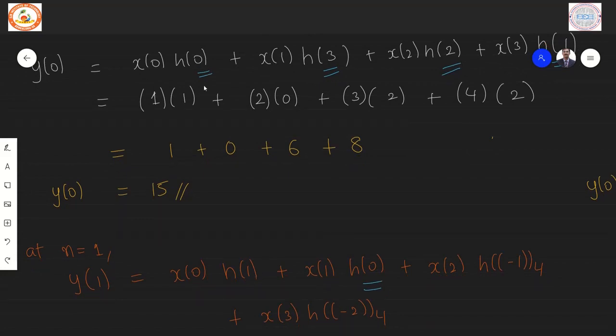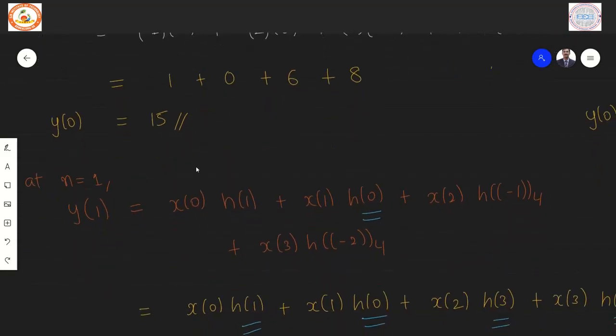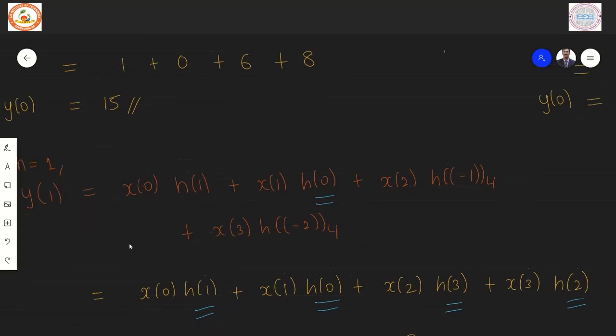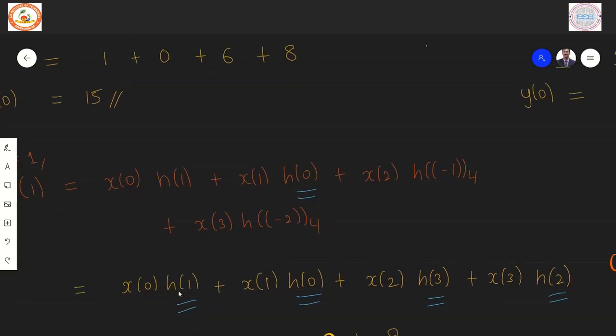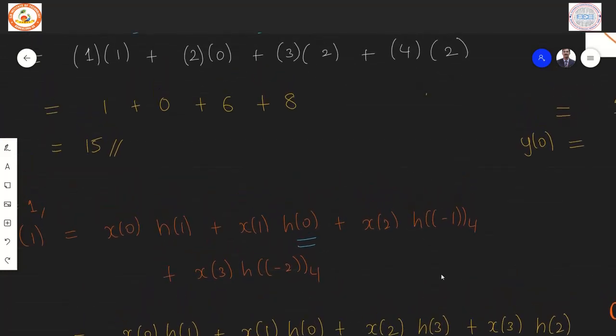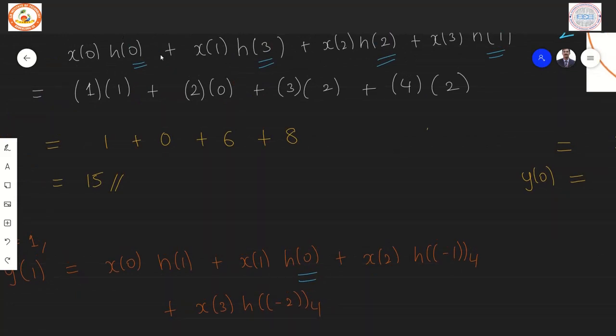So we get h of 1, h of 0, h of minus 1 and h of minus 2. This is what you get when you substitute the value n equal to 1, which simplifies in a very simple fashion, giving you the value of h of 1, h of 0, h of 3 and h of 2. Alternatively, in a very easy way, you can perform what is called a right shift.